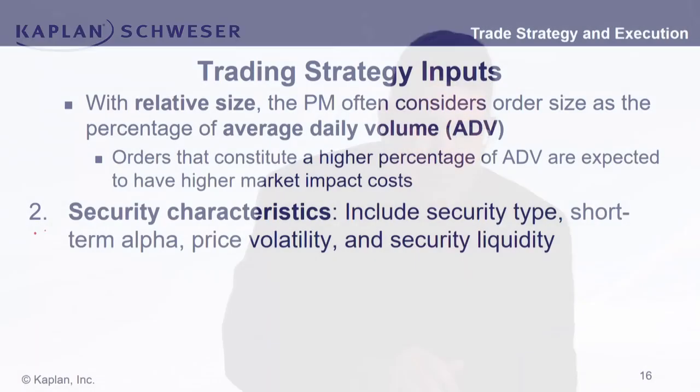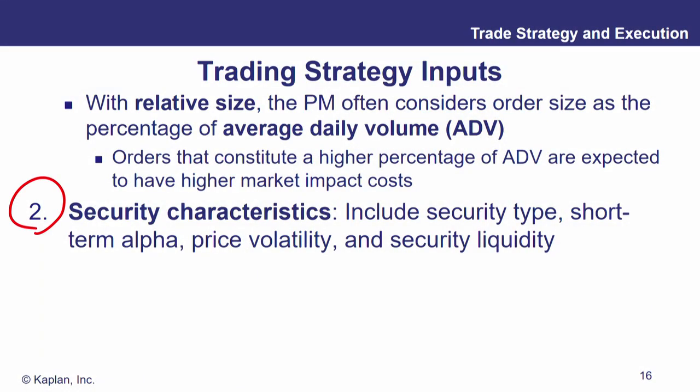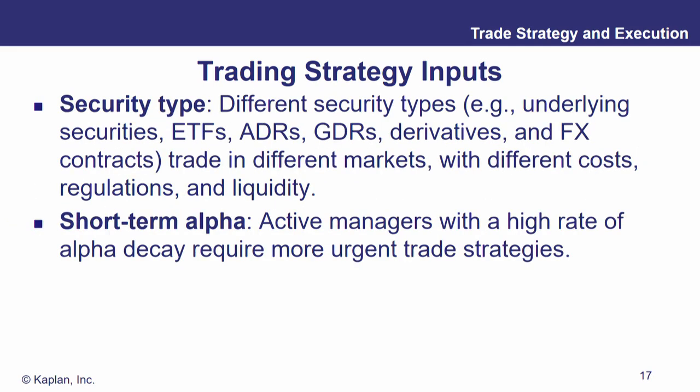Okay, so let's jump into security characteristics. So they include security type, short-term alpha, price volatility, security liquidity. So security type, guess what? Different security types have different trading techniques, different cost, different methodologies, different markets, different regulations, and most importantly, I think, different liquidity.